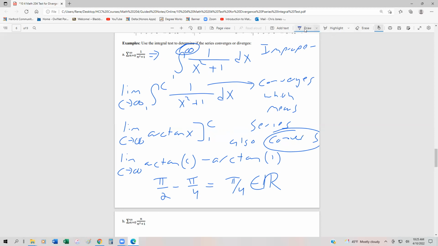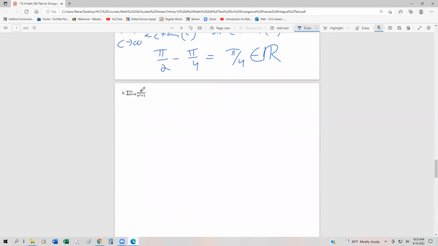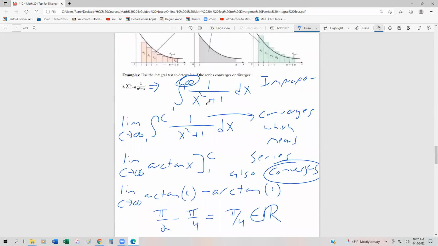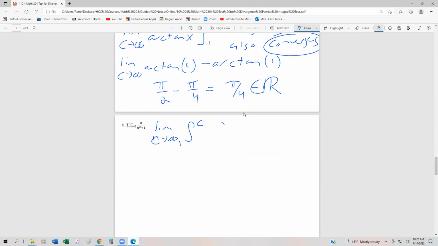There we go. Okay. All right, another example. Instead of having 1 over n squared plus 1, we have n over n squared plus 1. We're going to do the exact same thing, where you take the limit as c approaches infinity, and I'm going to go from 1 to c. So notice I just jumped right away. I got rid of this first step, just to save us a little bit of time. And instead of n, I'm going to replace that with x over x squared plus 1 dx.